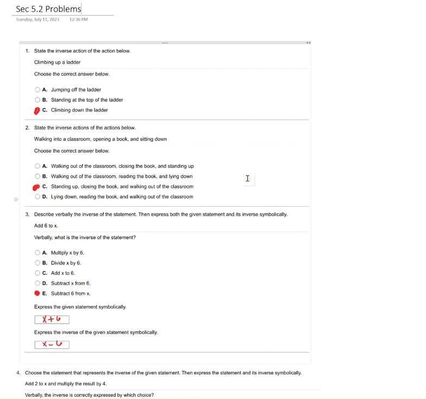All right, so first we're just looking at the verbiage. State the inverse action of the action below, climbing up a ladder. Well, the inverse would be climbing down the ladder.